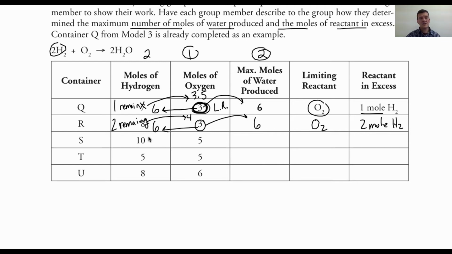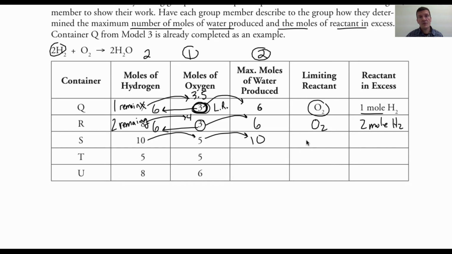Alright, let's continue. If I have 10 of hydrogen, I would need half of that in oxygen to consume all the hydrogen. So I would need 5. Wow, perfect. I have exactly what I need. So both of these are going to be exhausted completely, consumed completely, and I'm going to produce twice as much water as the oxygen, so 10, same number of moles as the hydrogen. And limiting reactant, you could say that either both or none.